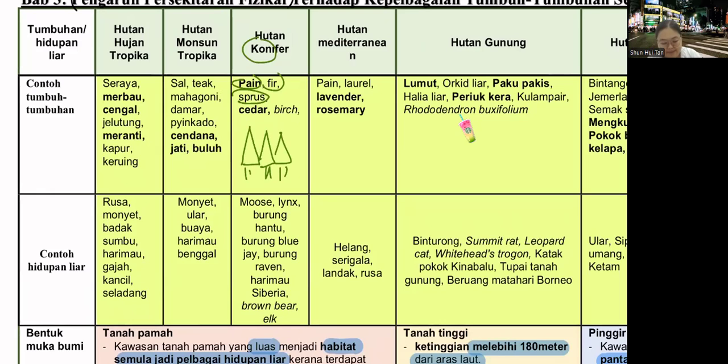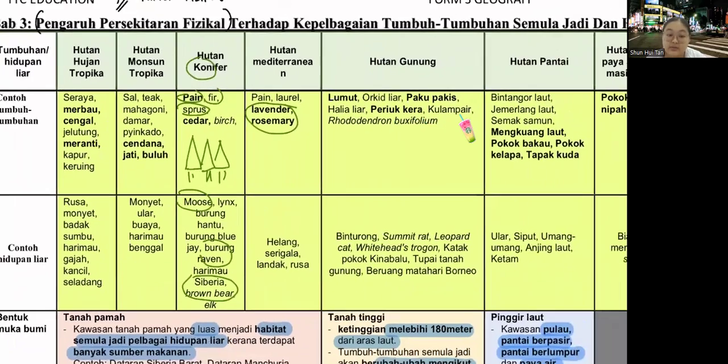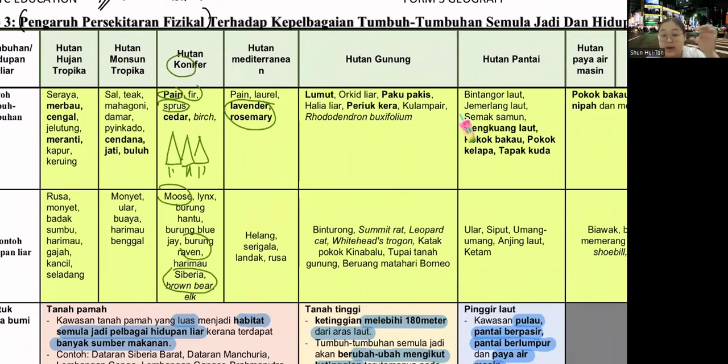Normally you will see bear, all kind of bear, right? And then all kind of bird. All right. Deer, moose. Now, and then Mediterranean, Europe, right? What kind of plant? Rosemary, lavender. Animals, small animals or landak, right?